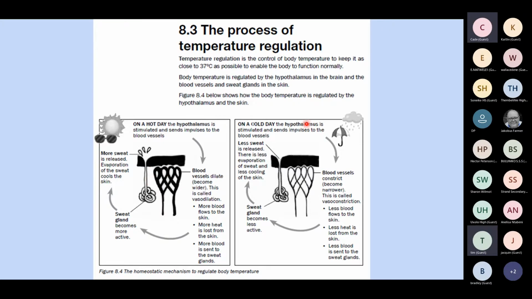On a cold day, temperature has decreased. Vasoconstriction, highlight, grade 12, highlight. Less blood flows into the blood vessels. Less heat is lost. Less blood is sent to the sweat glands. They become less active. Less sweat is released. Less evaporation. Keywords. And the main fact: the hypothalamus is regulating the temperature.